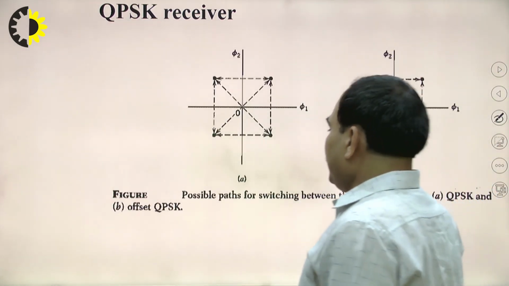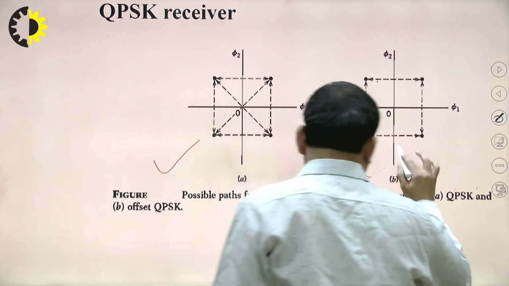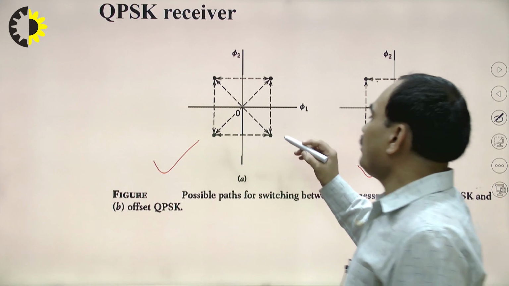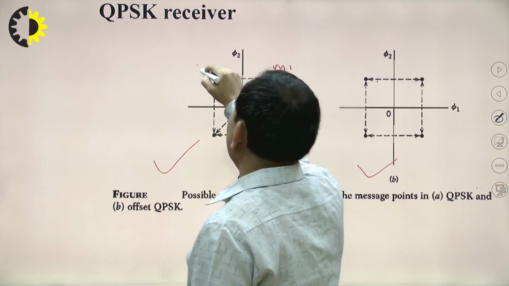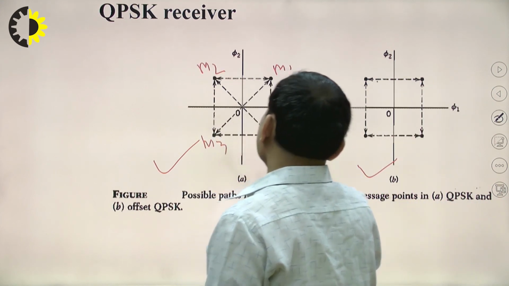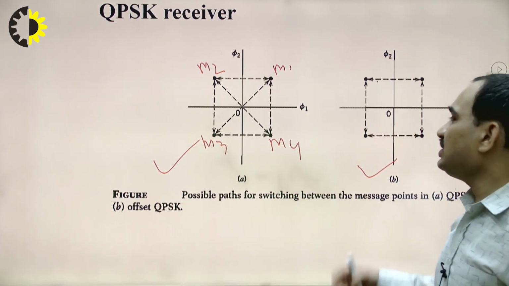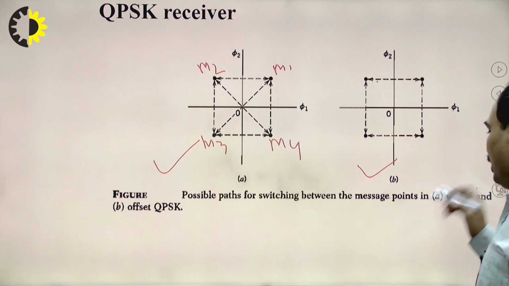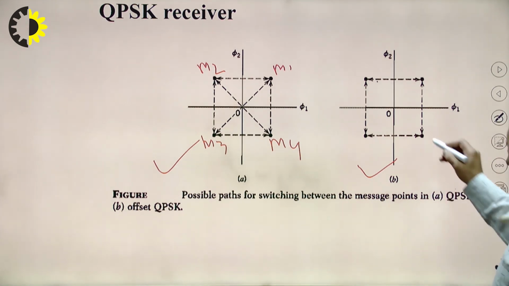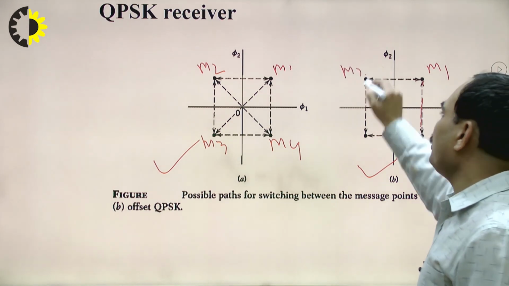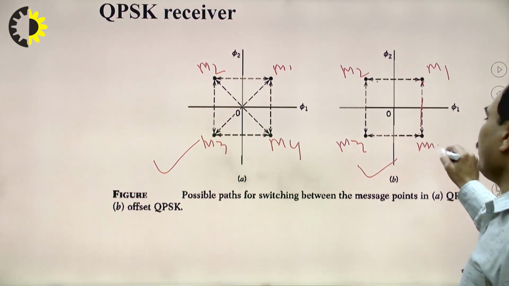So this is the signal space representation of QPSK and offset QPSK, where we have the 4 message points M1, M2, M3, M4, and these message points can be interchanged, or these positions can be interchanged. The same we can see in case of offset QPSK, how these bits can be interchanged. So here we have message points M1, M2, M3 and M4.